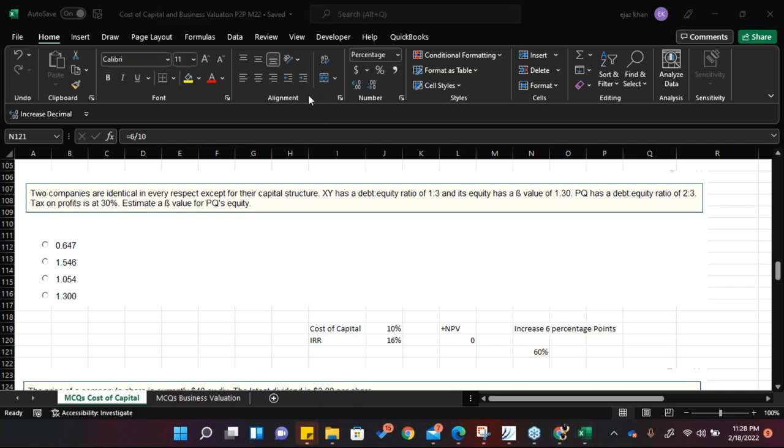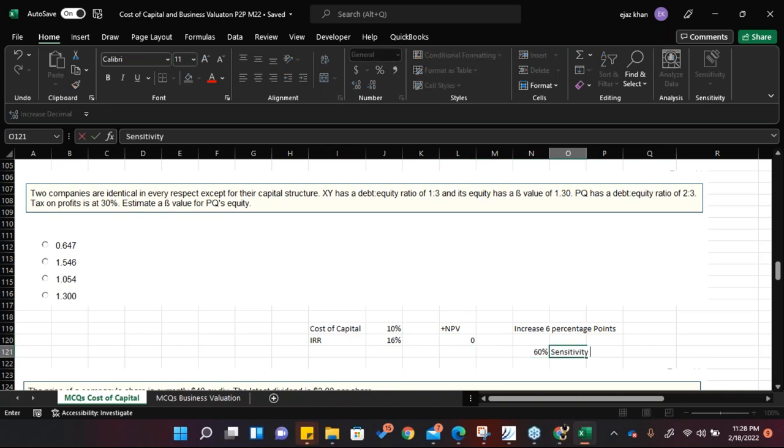So we will say a 60% increase in our cost of capital, from 10 to 16, will make our NPV zero, and that's called the sensitivity of the project towards cost of capital. So never say 6%. It's not a 6% change. If you have pocket money of $10 and it increases to $16, you will never say it's a 6% change. You will always say it's a 60% change.